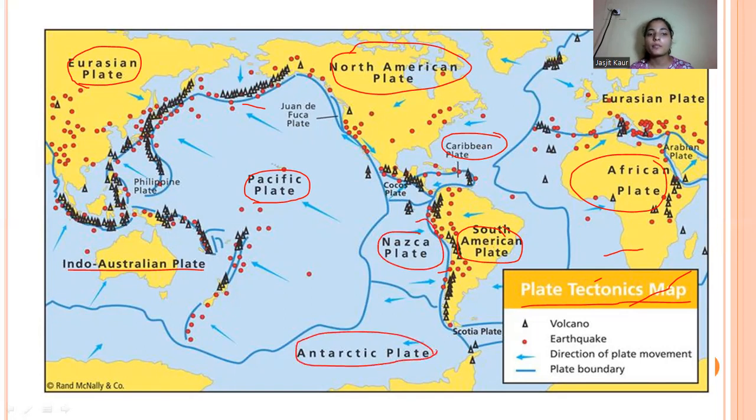Yes, very good, students. So now tell me, what is the importance of these plates? Why are these plates important, or what do you understand by these plates? So, plates are responsible for which thing? Yes, plates are responsible for making different landforms. Yes, very good, students. That is a true thing.